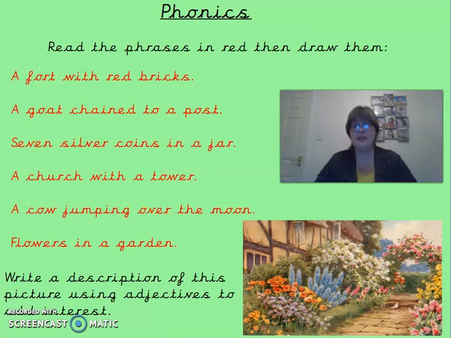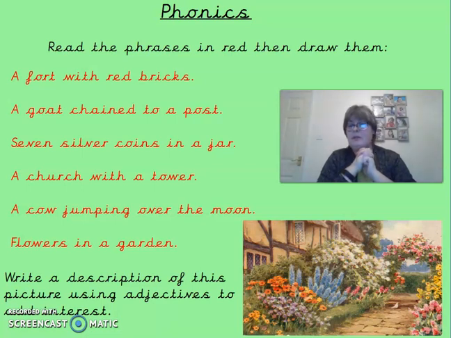Now, they're using all our phonics knowledge, so they're using a mixture of all the phonics sounds that we've been learning. So it's a really good practice to read them, understand them, and then be able to draw what you've been asked to draw. Once you've done that, at the bottom of the screen, there is a very pretty picture. Now, what I'd like you to do is write a description of this picture. Now, that's going to be practicing our adjectives that we looked at earlier in the week. So remember, an adjective is something that describes a noun. A noun is the thing, the object, the house, the flower, the path, whatever you can see in the picture. And the adjective describes those things.